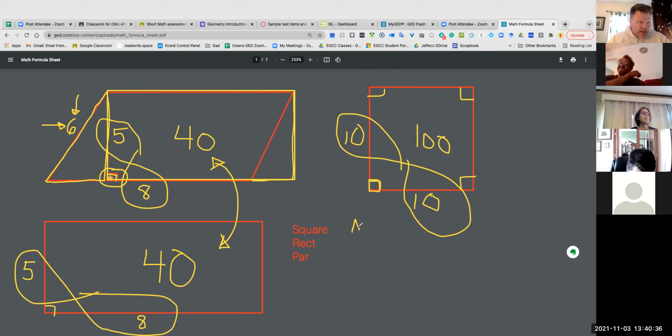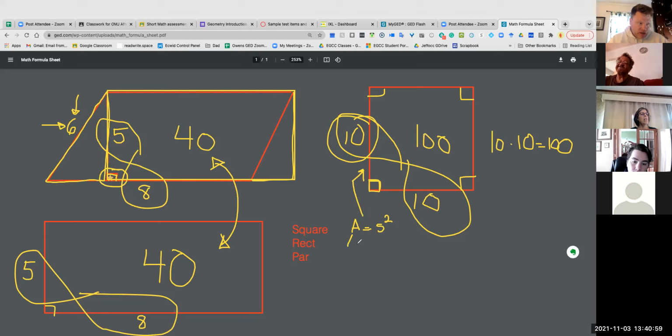This one says A equals side squared. And it's right. This is a side. Squared or to the second power means it's a repeater. That's how many times we write it. It tells us to write it 2, so 10 times 10 is 100. That formula is specific to square.